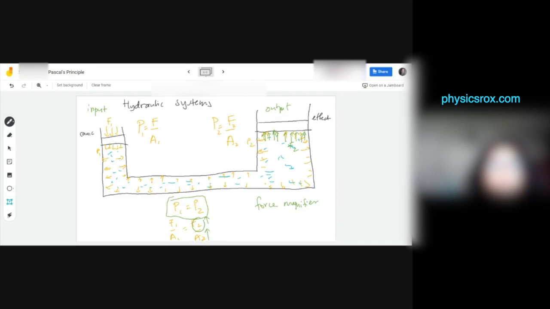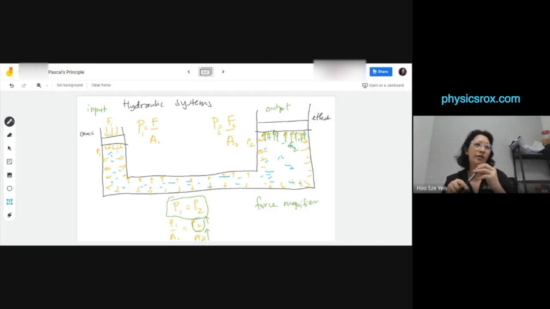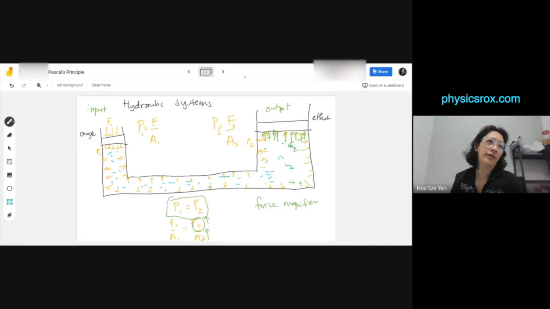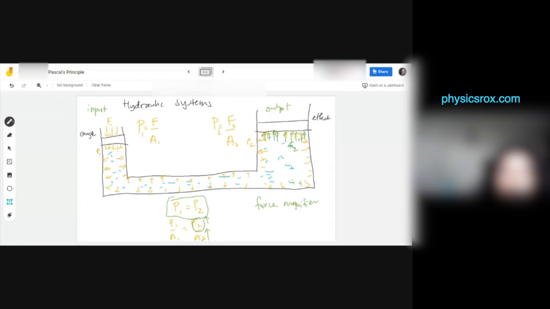So basically, if the area is really, really large, and this is a really small area at the output piston, the force that you need to push it up is still the same for both. Sorry, I'm not sure I understand the question. If your output area is small, and you have a large output area, the force that you need to push both of those output pistons up is the same. You mean if you have a small output versus a large output? If your area is large and small.